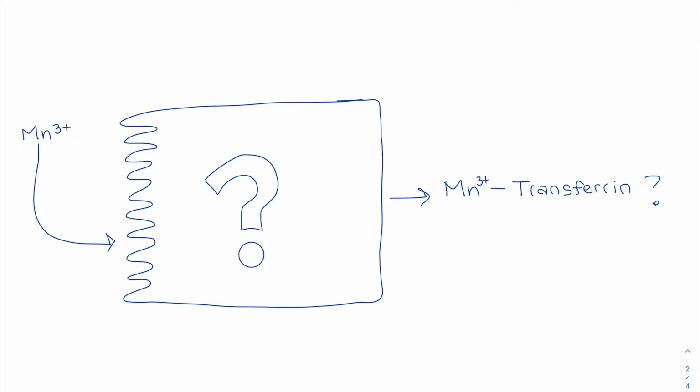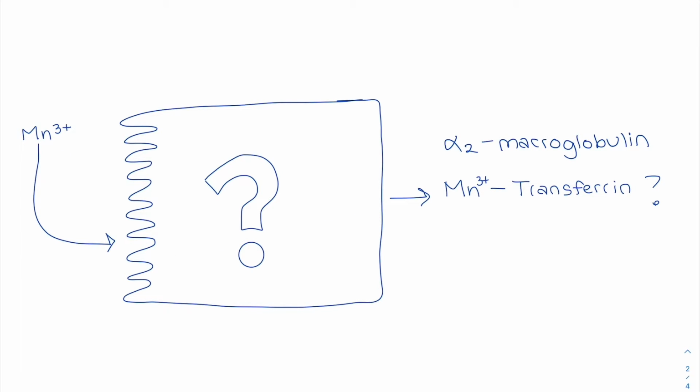And following absorption, manganese is thought to either bind to alpha-2 macroglobulin, and it can be bound to this for delivery to the liver, and because it can be oxidized to Mn3+, it can bind to transferrin, suggesting that its uptake occurs through receptor-mediated endocytosis. But again, don't really know the whole pathway.